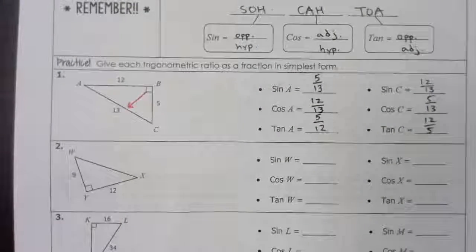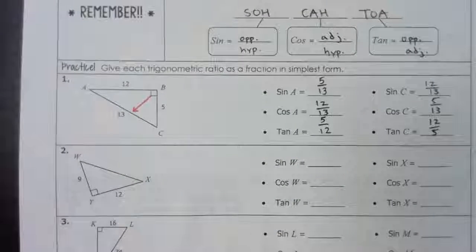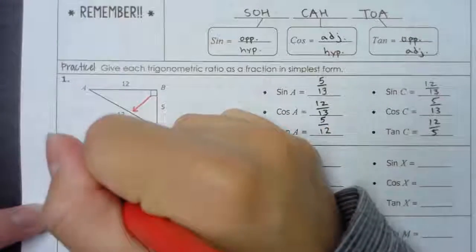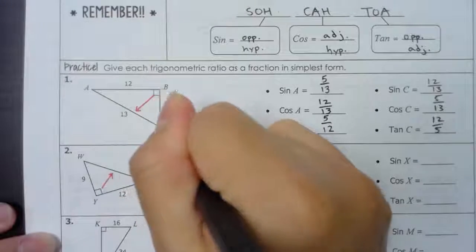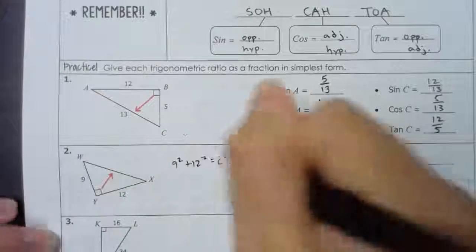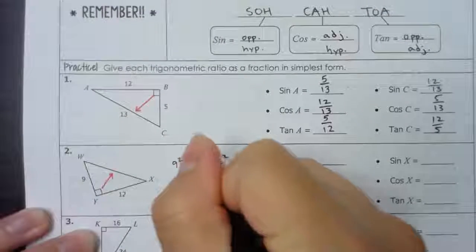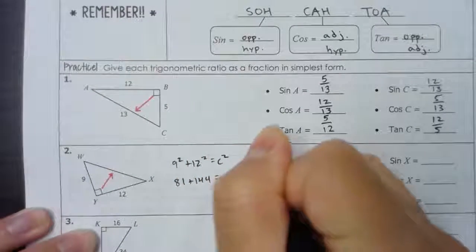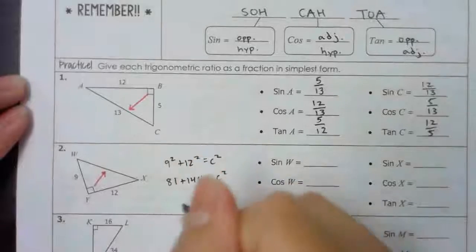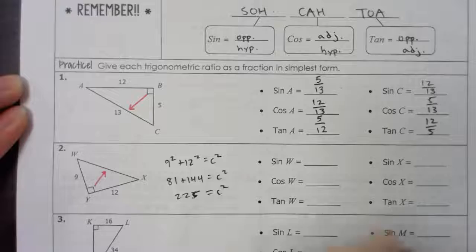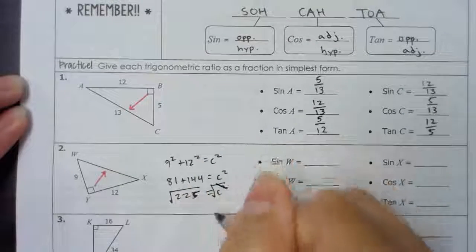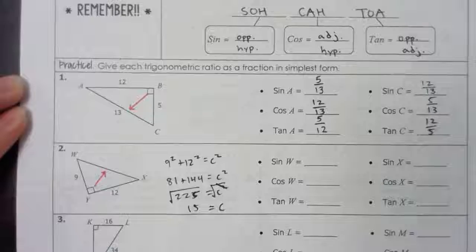Number 2 is asking for the same thing, but we're missing the hypotenuse. So to find the hypotenuse, we've got to use the Pythagorean theorem. So 9 squared plus 12 squared equals c squared. You're going to get 81 plus 144. That's equal to c squared. And then this is equal to 225, and then you would take the square root of both sides, and you're going to get that c is equal to 15. So this side here is 15.